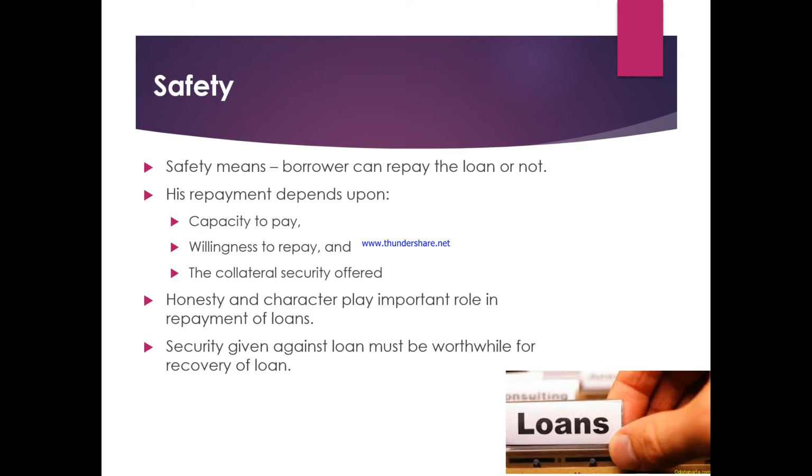The first principle speaks about safety. Safety means the borrower's capacity to repay the loan. The bank has to see whether the borrower can repay the loan or not. This is a very big risk. His repayment depends upon the capacity to pay, willingness to pay, and collateral security offered. Honesty and character play a very essential role in repayment of the loans. Security given against the loan must be worthwhile for recovery of the loan.